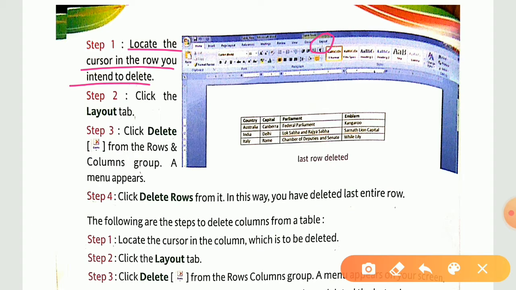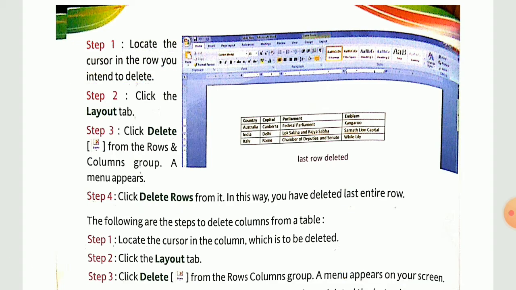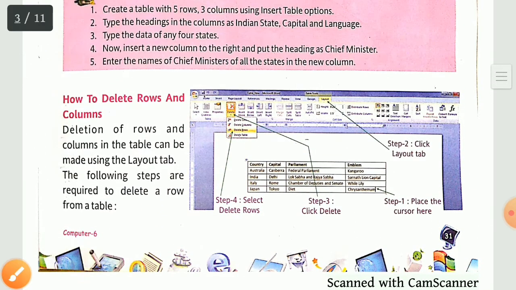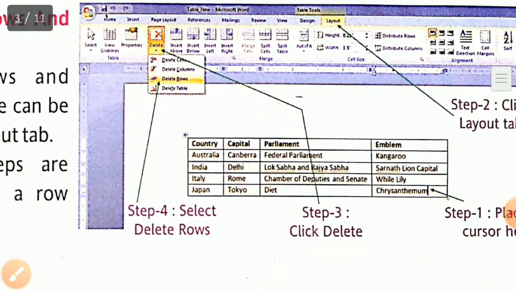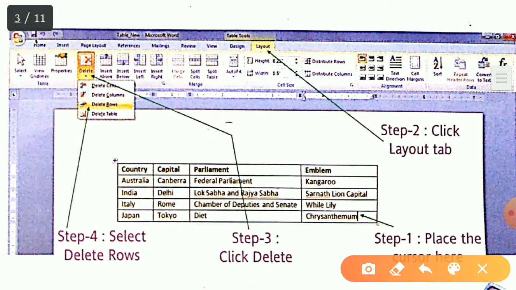A menu will appear. When you click on this layout tab, you will be able to see a delete option. And when you click on this delete option, a drop down will appear, and from that drop down you just have to click on delete rows. Your row will be deleted. Now over here we have the figure. Firstly, click on the row that you intend to delete. Let us say at the last we have just made a click.